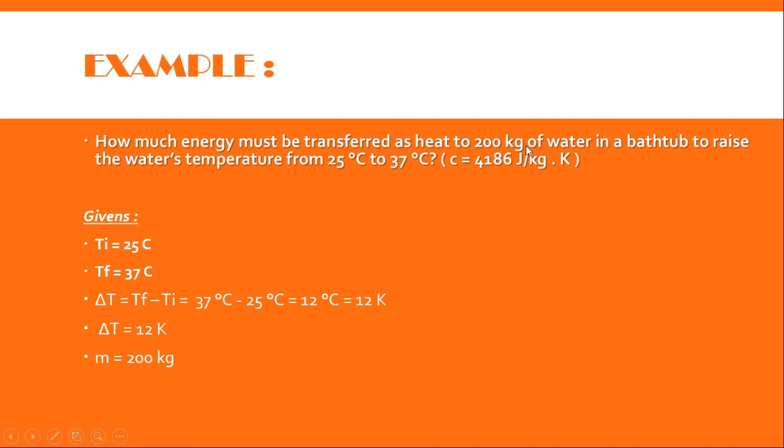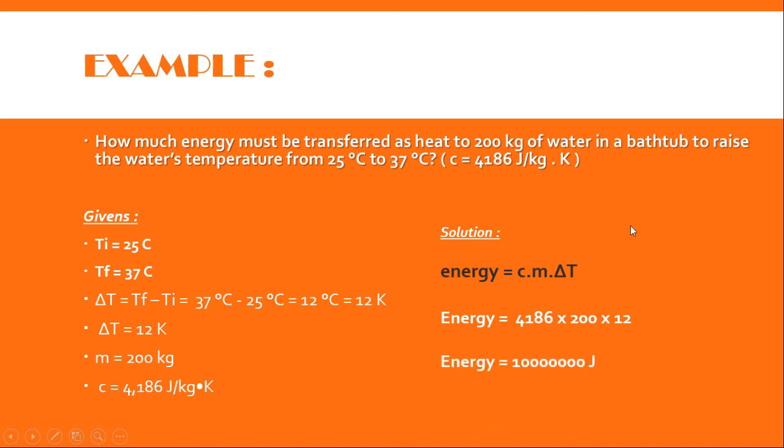Mass is given, 200 kilogram, and the specific heat capacity of water, here it is. How are we going to solve? First step, we write the formula. Second step, we substitute: 4186 for c, mass 200 kilogram, and the change in temperature is 12, after I subtracted these two numbers, don't forget. So you multiply them all, you get the answer in joules. Is it clear? Just solve it step by step. Don't forget the first step, to subtract the temperatures to get the change in temperature.